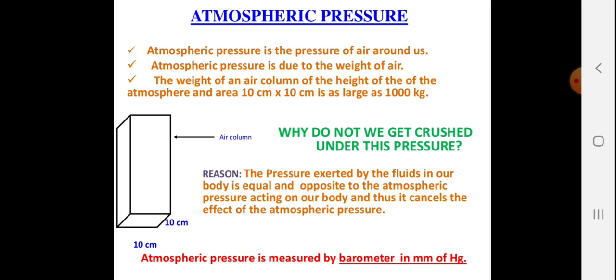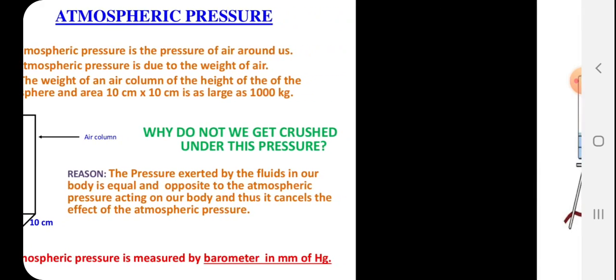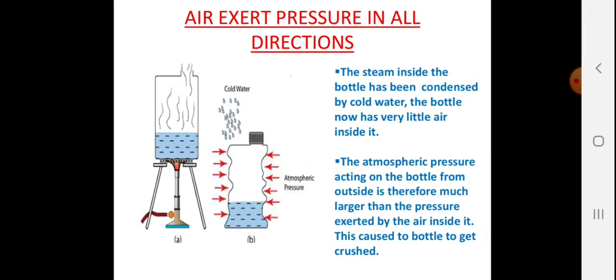Because the pressure exerted by the fluids in our body is equal to and opposite to the atmospheric pressure acting on our body, and thus it cancels the effect of atmospheric pressure, and that's why we don't get crushed. Atmospheric pressure is measured by the barometer in mm of Hg, that is mercury. Air exerts pressure in all directions.